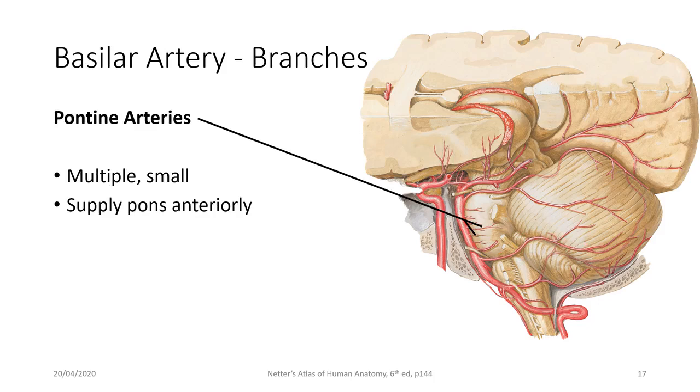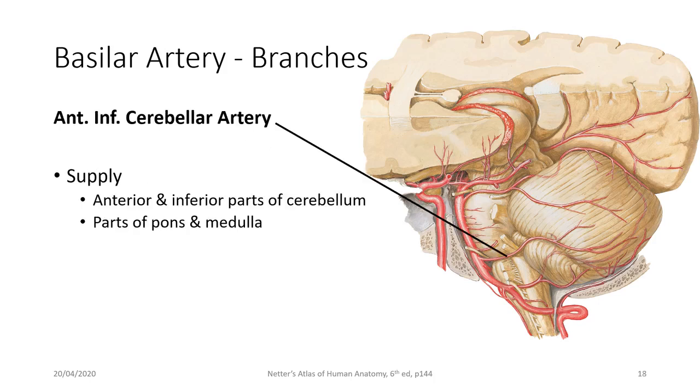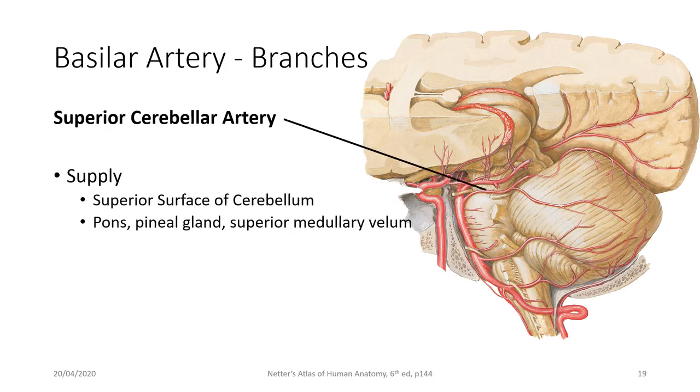Pontine arteries are multiple in number, paired on either side, and small, and they supply the pons anteriorly. Then there are the anterior inferior cerebellar arteries, and by the name, they supply the anterior and inferior parts of the cerebellum. Also, some neighboring regions of the pons and medulla are supplied by this artery.